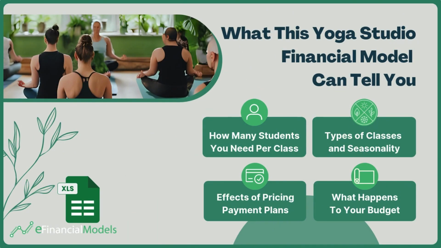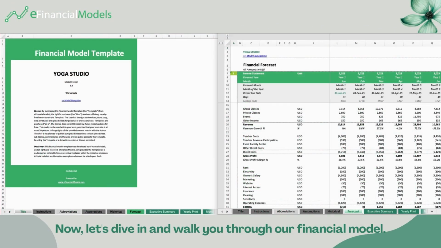There are 5 main things that this yoga studio financial model can tell you. First, how many students you need to make your business profitable. Second, what type of classes we need to offer to earn profit, as well as the impact of seasonal effects. Third, pricing and payment plan to profit or loss. And lastly, what happens to your financial budget. Now, let's dive in and walk you through our financial model.